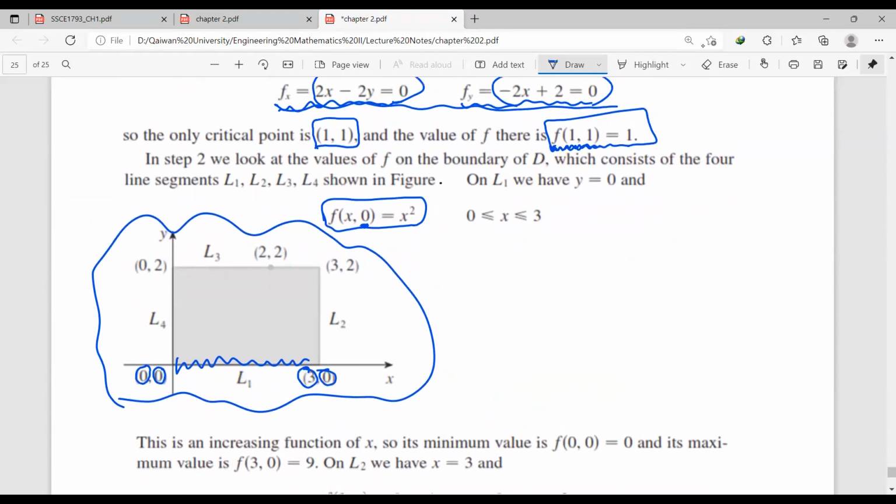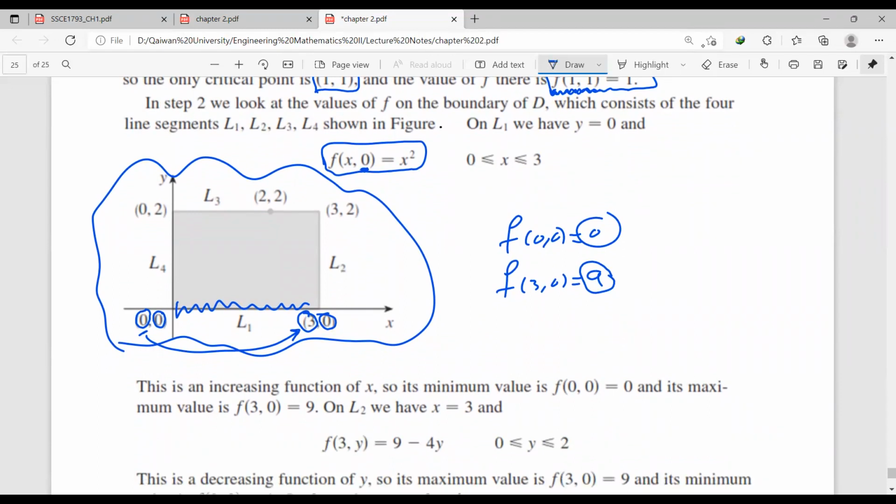By changing the value of X from 0 to 3, how is the function changing? At 0, f(0, 0) is 0. And f(3, 0) is 9. That means here we get the minimum value at (0, 0), and the maximum value at (3, 0), which is 9. So the function has its minimum at (0, 0), and it is 0. And the maximum value is f(3, 0), which is 9. That means on L1, the function has its maximum at (3, 0) and its minimum at (0, 0). So this is on L1.